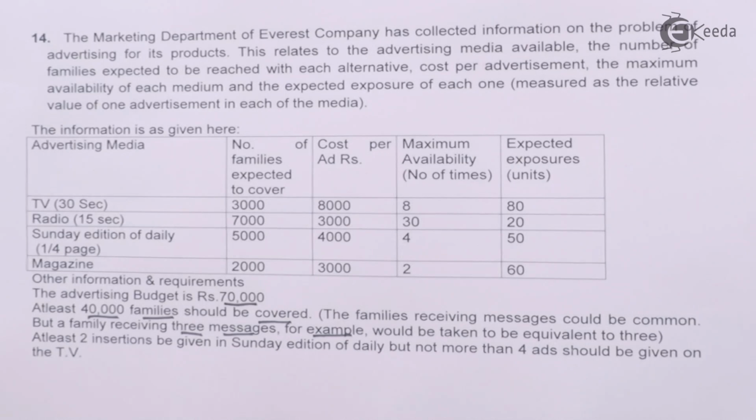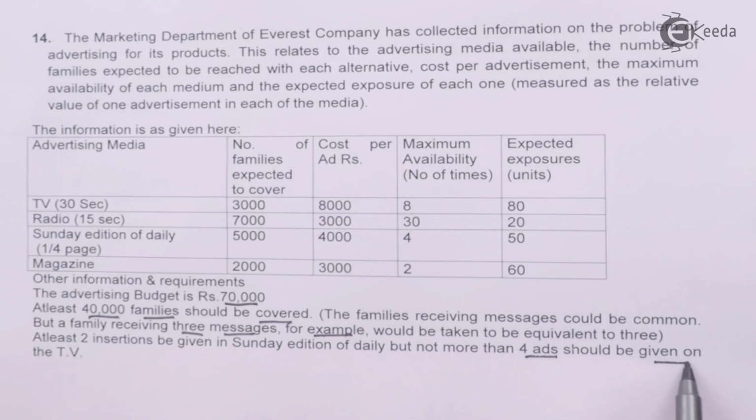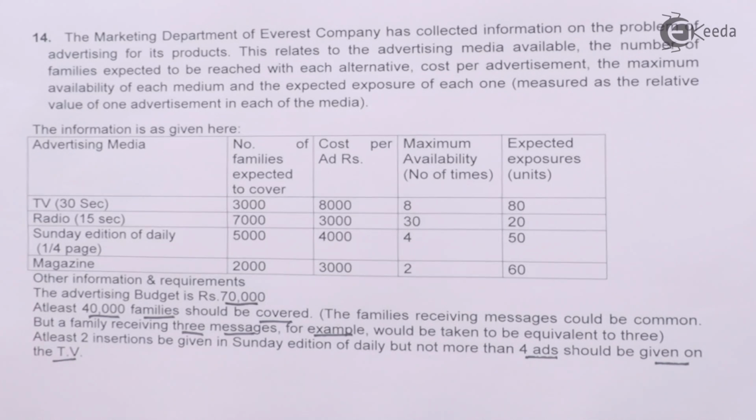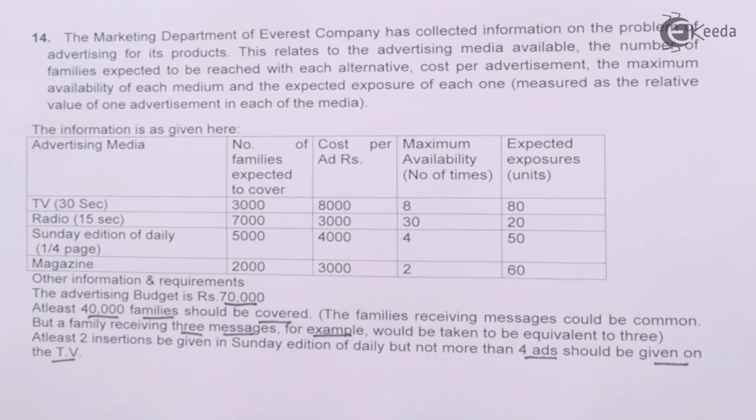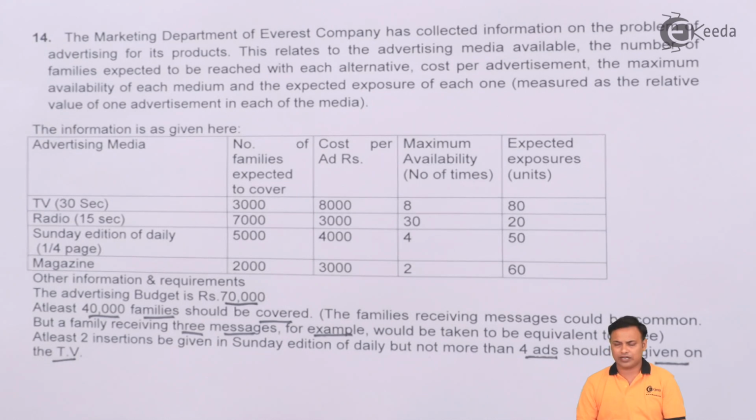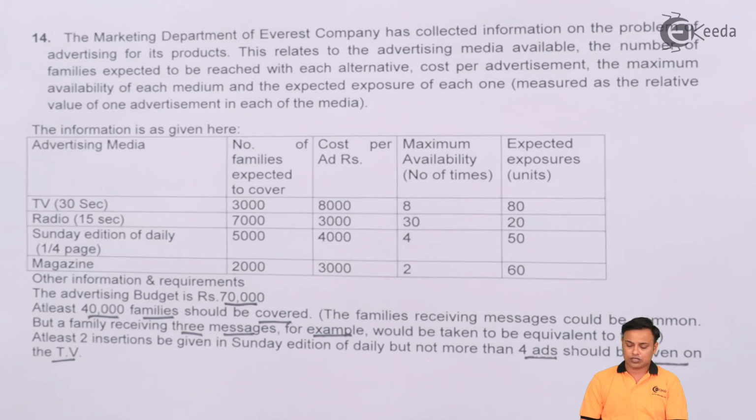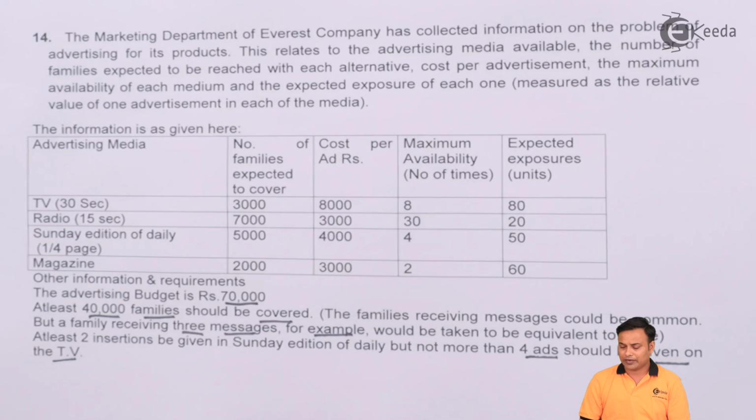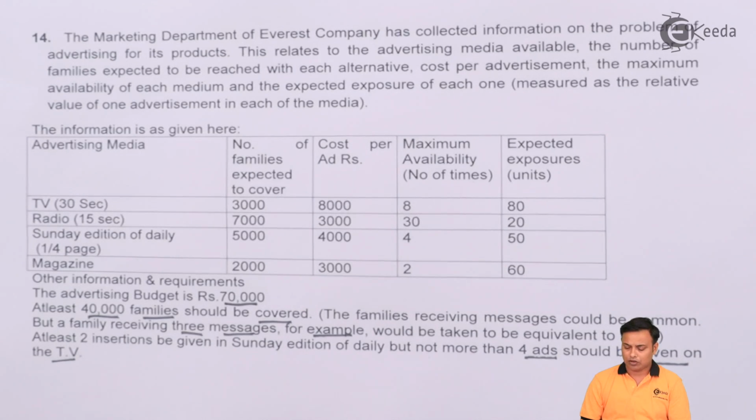whereas they have also given us that at least 2 insertions be given in the Sunday edition of the daily, but not more than 4 advertisements should be given on the TV. So there is a limit on each and every factor, and we need to decide how to formulate this as a problem. The table is already given in the question, so there is no sense in making the table again or tabulating it again. We just follow it as it is.